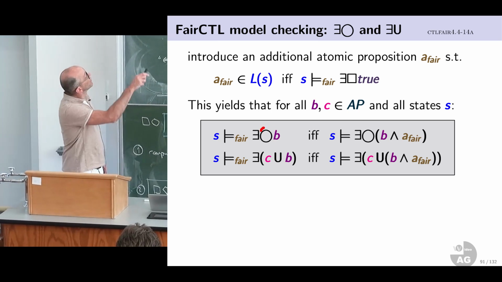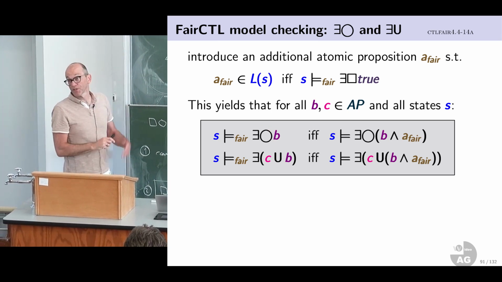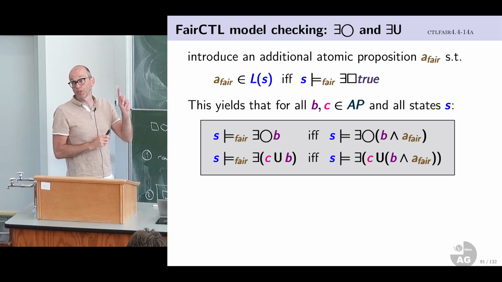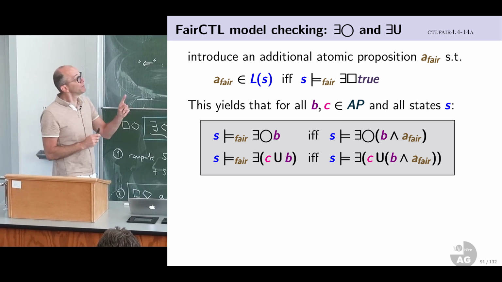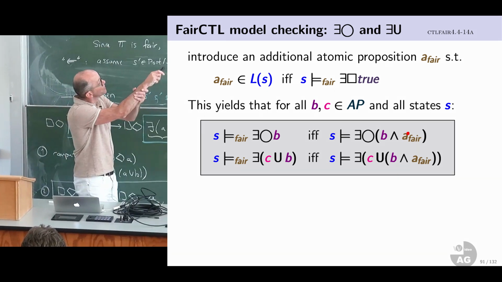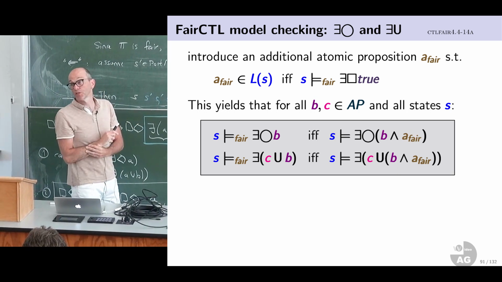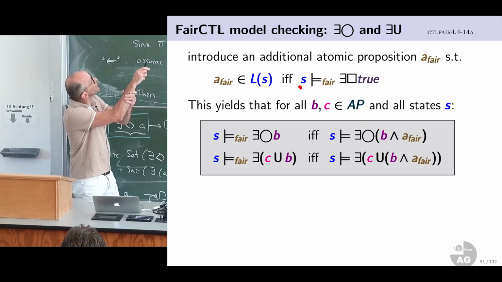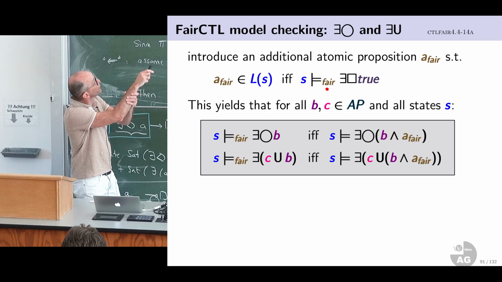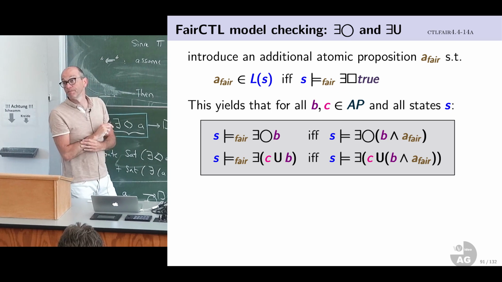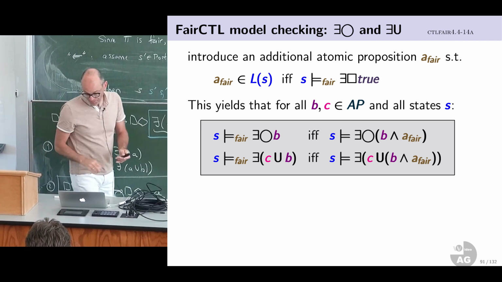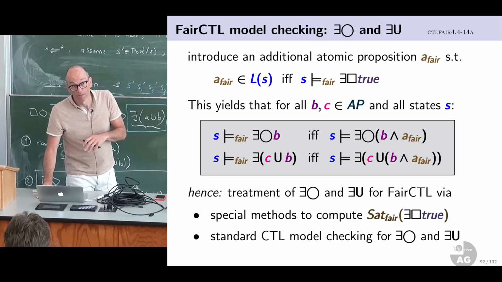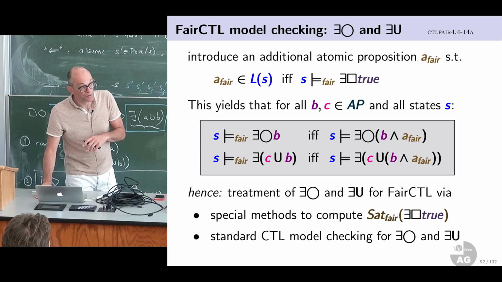So this means that for model checking those two formulas, you can just take your off-the-shelf CTL model checker. But you need one extra bit, namely you need to check which states need to be labeled with these atomic propositions, or equivalently, which states satisfy this formula under the fairness assumption. Good. Any questions?